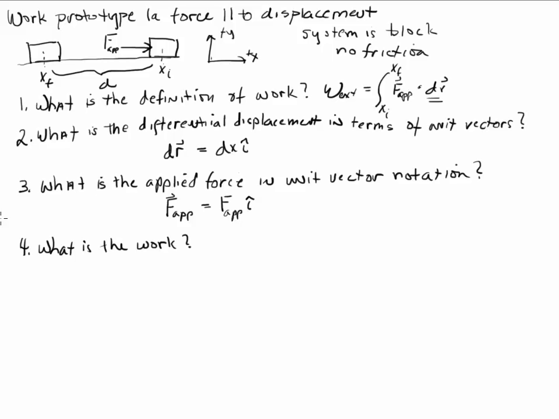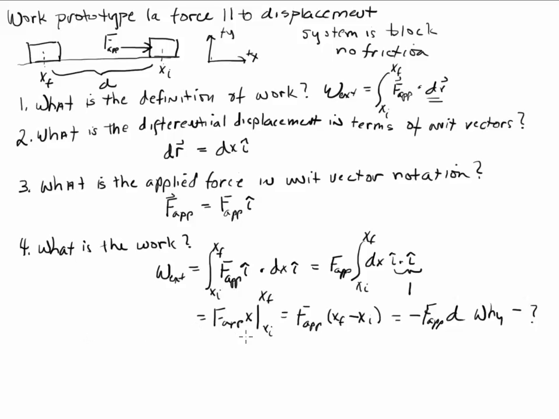What is the work? Well, since we know what the force applied is and we know what dr is, we should be able to carry out the integral. Carrying out the integral, we come up with the force applied i hat dot dx i hat, integrating from xi to xf, and that's going to be equal to this integral right here, which is just simply integrating dx. And of course, what is i dot i? That is 1, and we can finish up the integral, and we have minus F applied d.